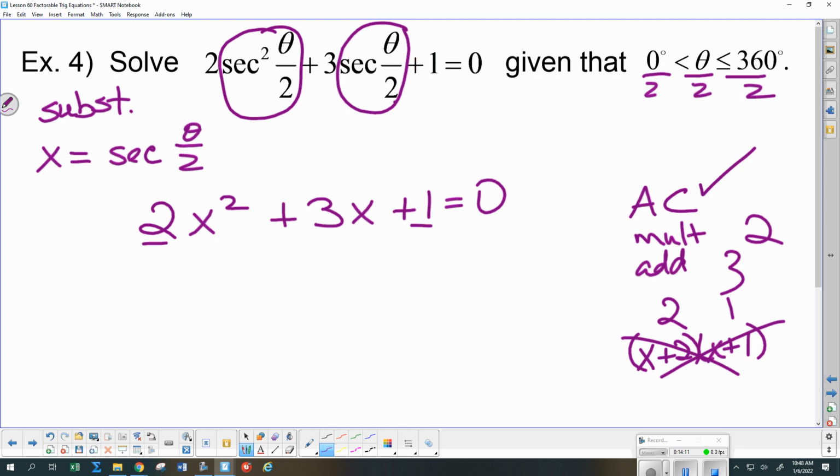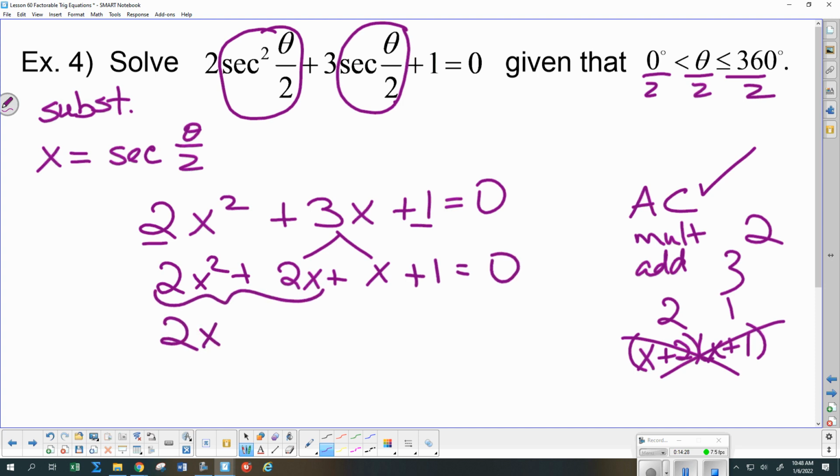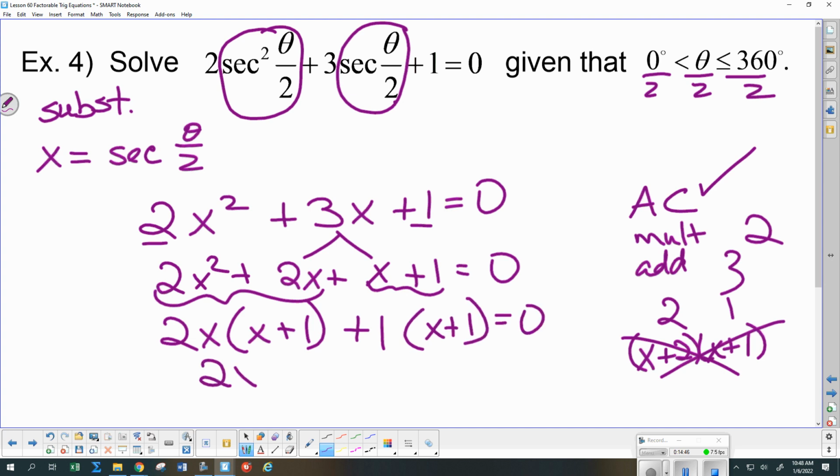When it doesn't start with a 1x squared, those numbers tell us how to split up the middle number. This becomes a 2x plus 1x. So we have 2x squared plus 2x plus x plus 1 equals 0. GCF of the first two, in this case, is 2x times x plus 1. GCF of the last two is either plus or minus 1, whichever one will give me the matching parentheses. In this case, the plus 1 lets me have an x plus 1 that matches. So it factors as 2x plus 1 times x plus 1 equals 0.